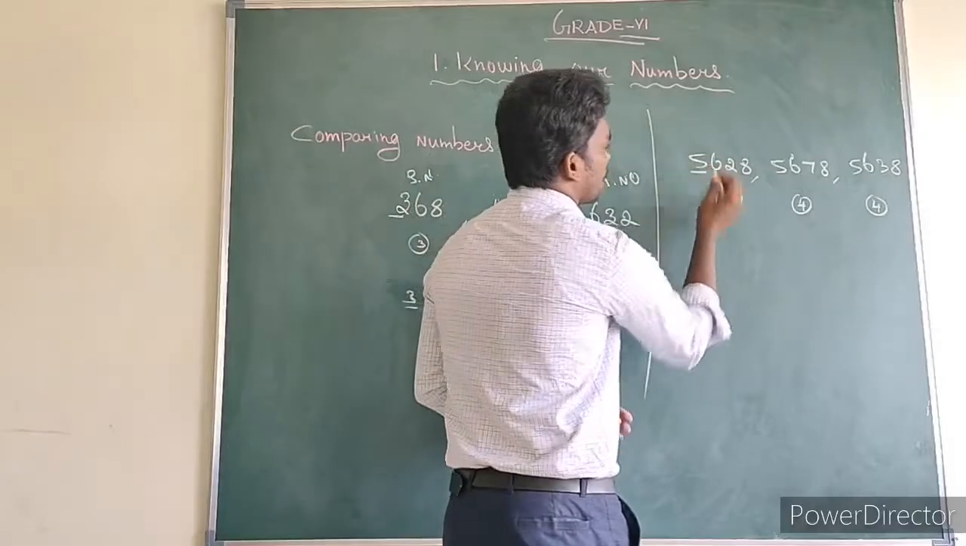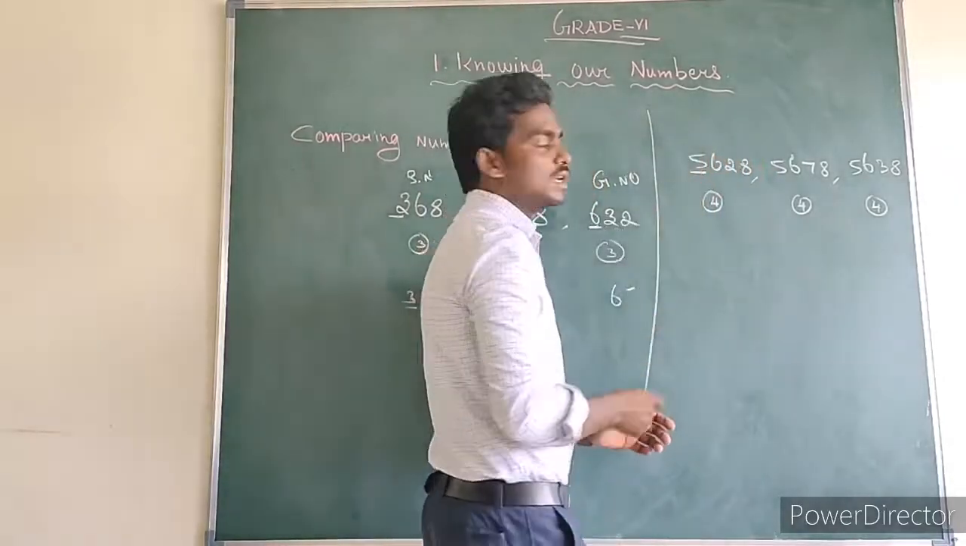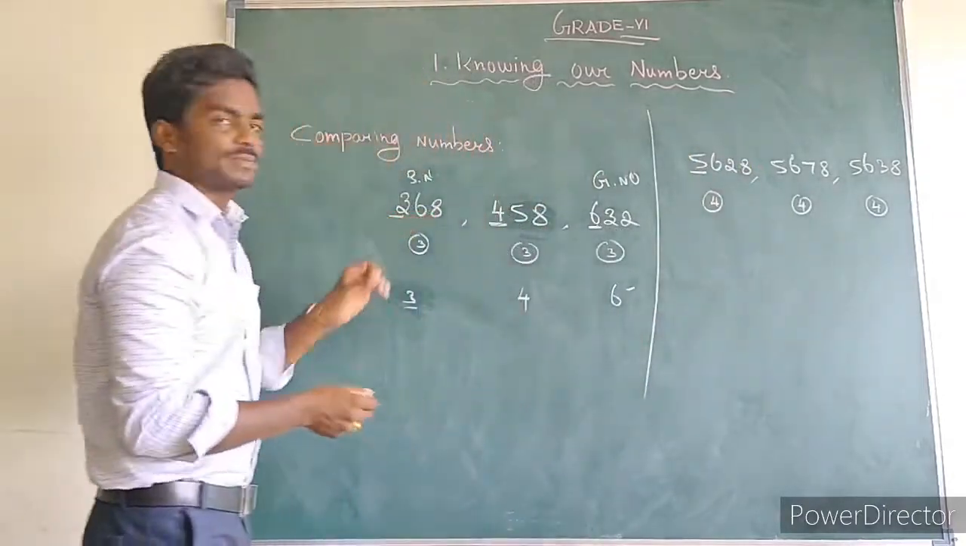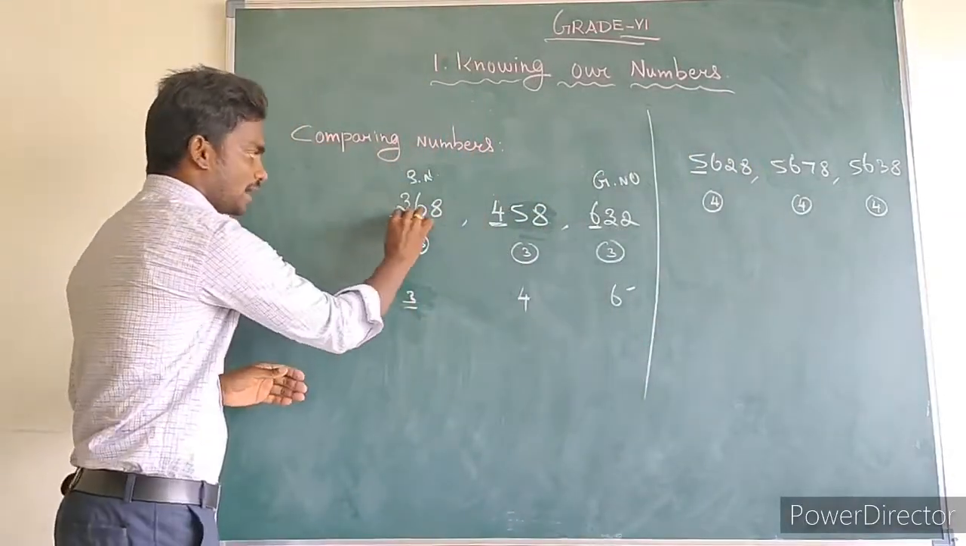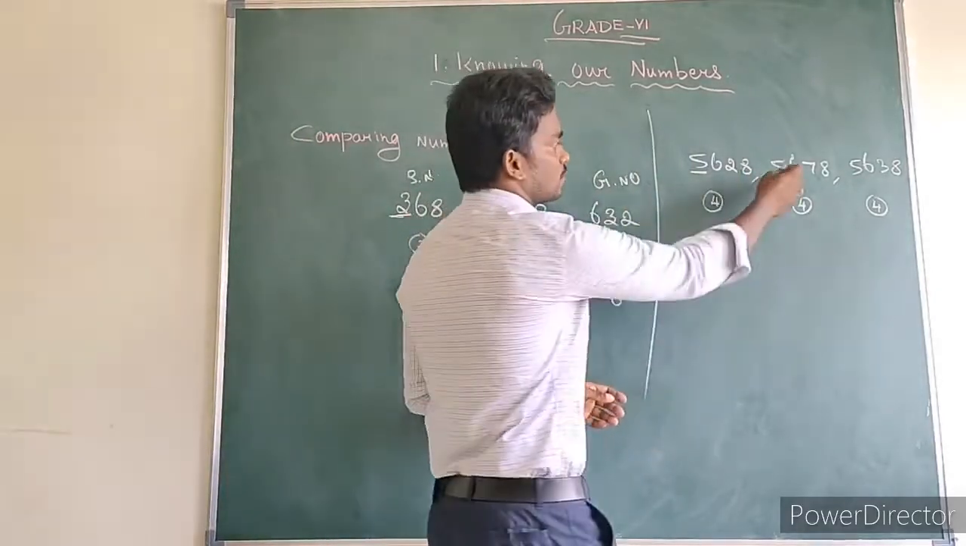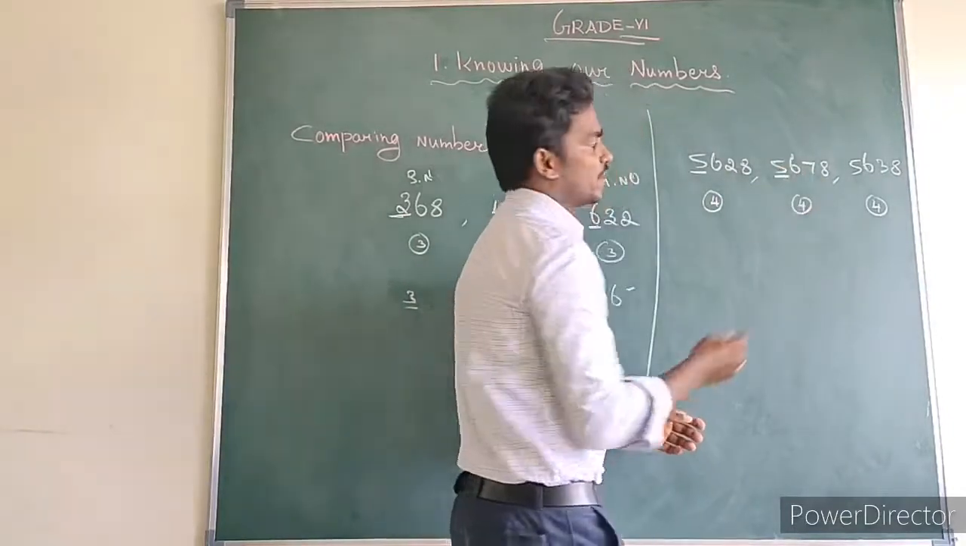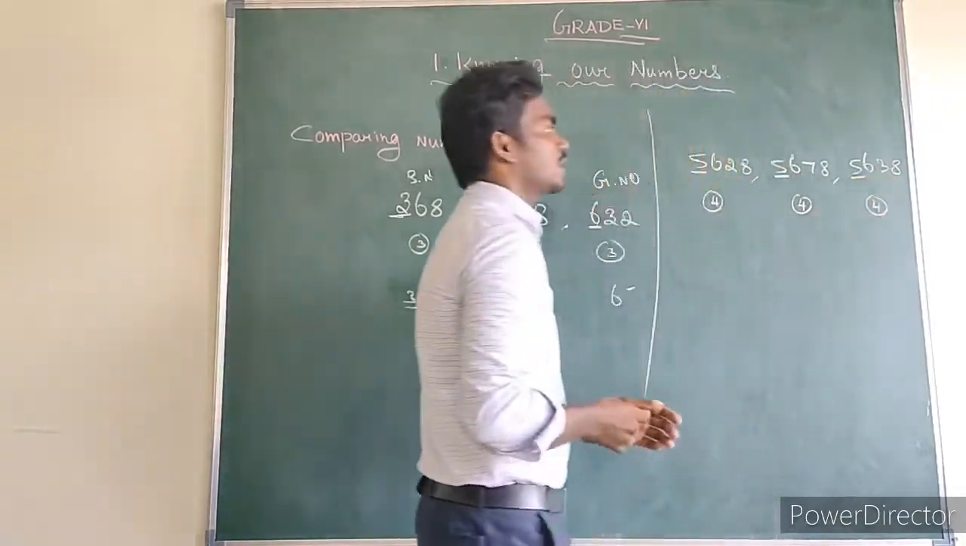So let us see the thousands place. Ones place, tens place, hundreds place, thousands place. For 3-digit numbers we compare the hundreds place, and for 4-digit numbers we compare the thousands place first. What is the thousands place of the first number? 5. For the second one, it is also 5, and for the third one also 5.